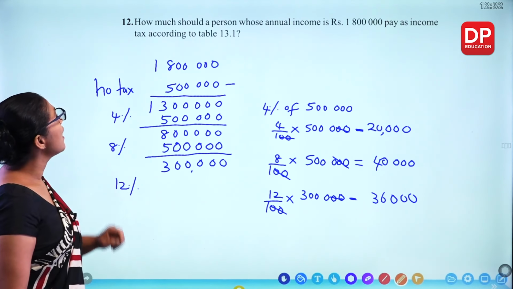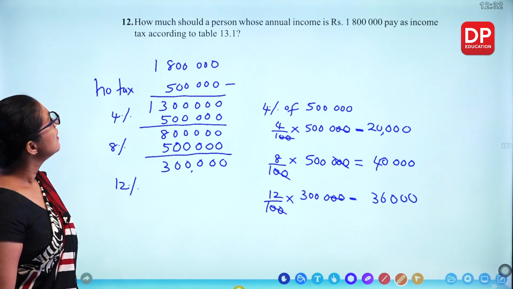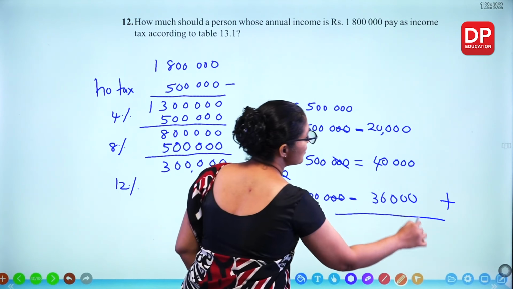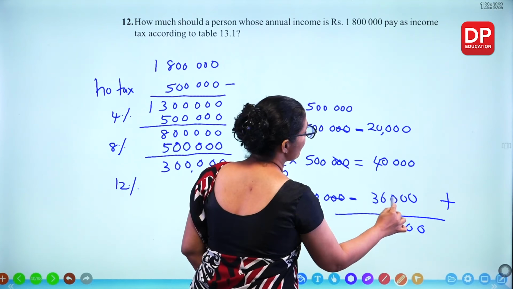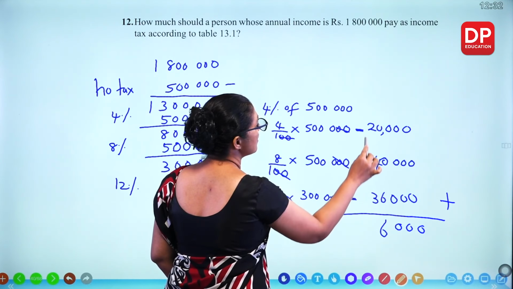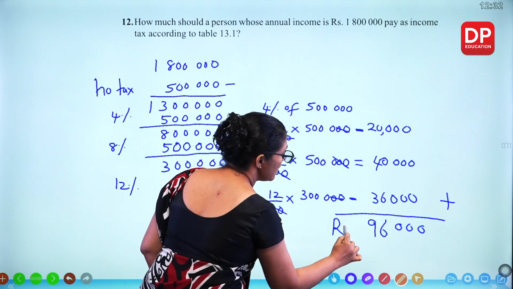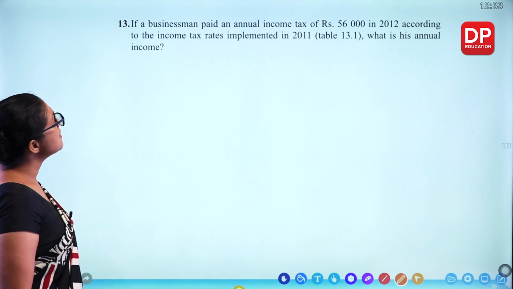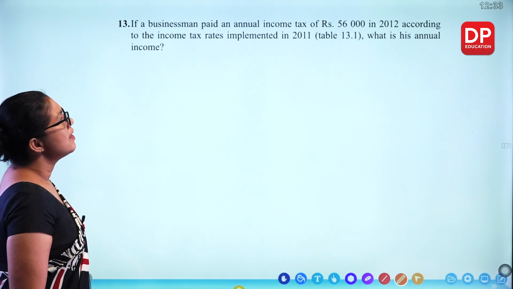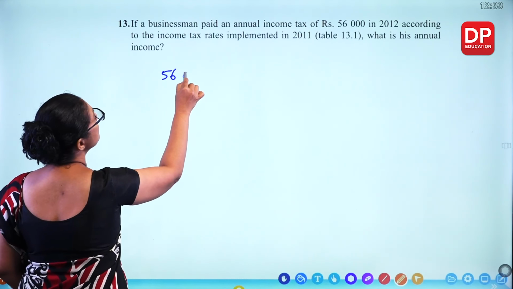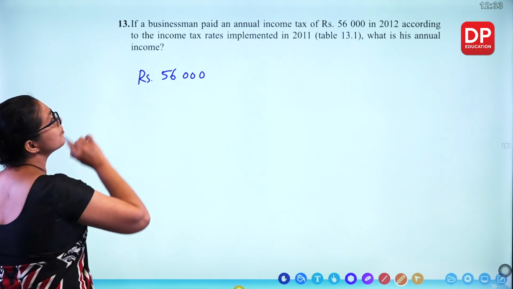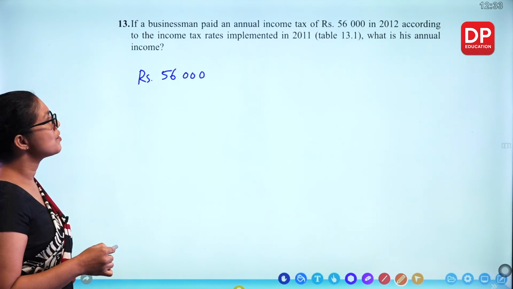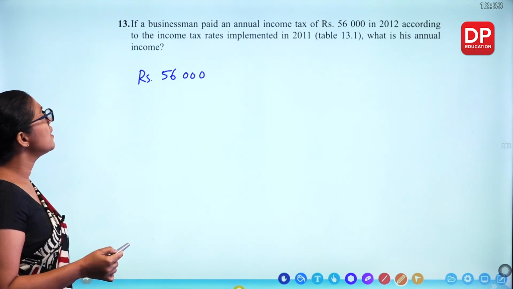Then you want to calculate the total income tax. So we have to add all three together. You get 0, 0, 0, and then 6 and 9. So total amount is 96,000 rupees. Question number 13. If a businessman paid an annual income tax 56,000 rupees in 2012 according to the income tax rates implemented in 2011, what is his annual income?